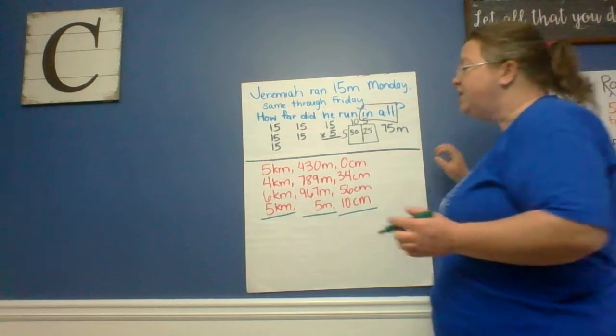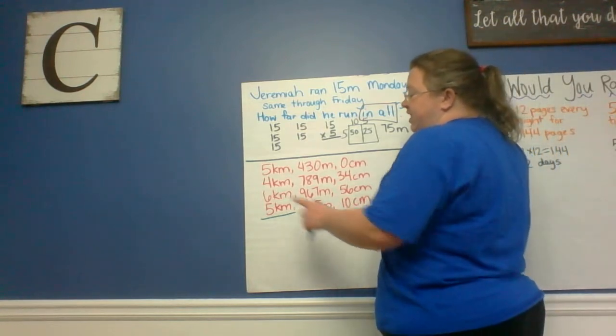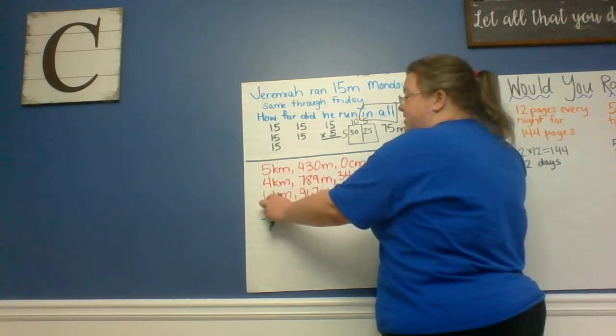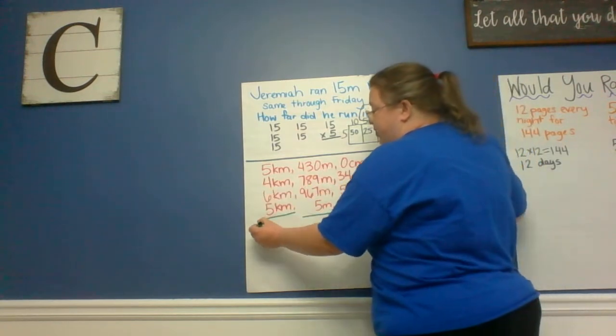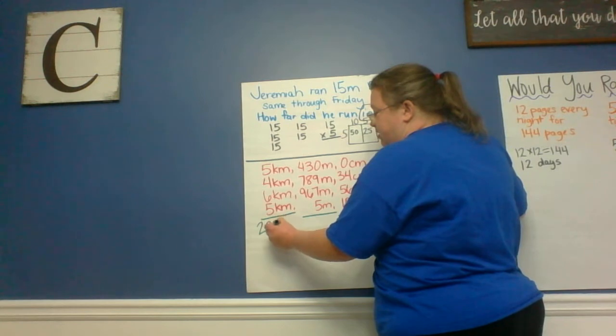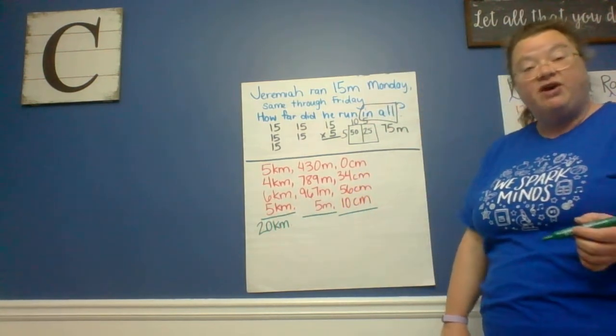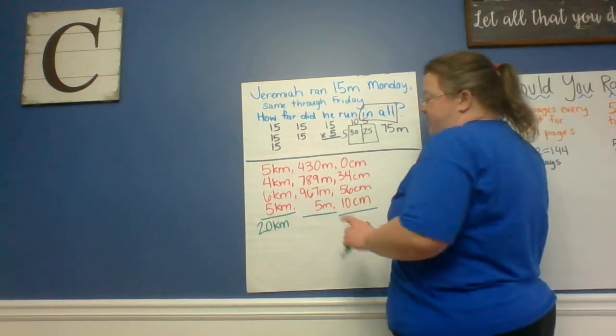Okay? So for my kilometers, I notice I have a 5 and a 5, which is 10, and a 4 and a 6, which is also 10. So I know that I have 20 kilometers. Now this one gets a little trickier. Pay attention to place value. Be sure you're lining everything up.